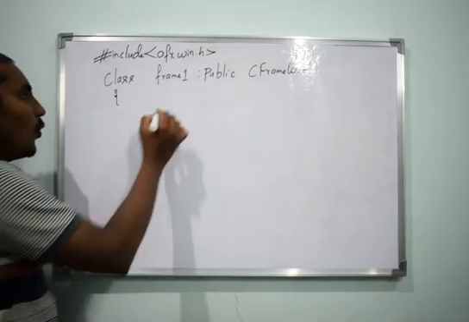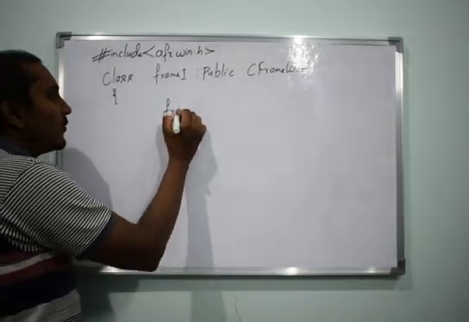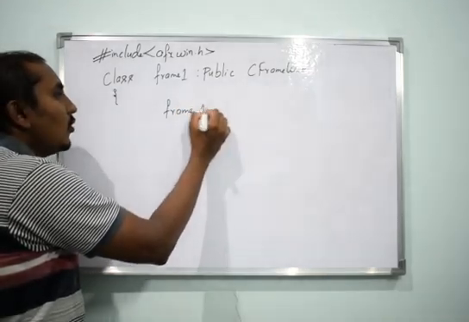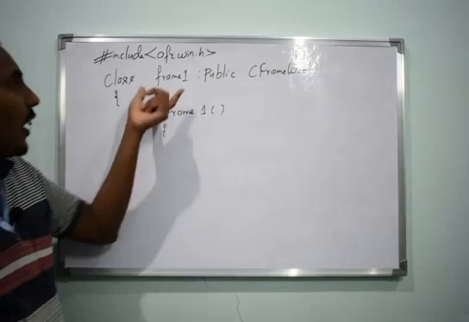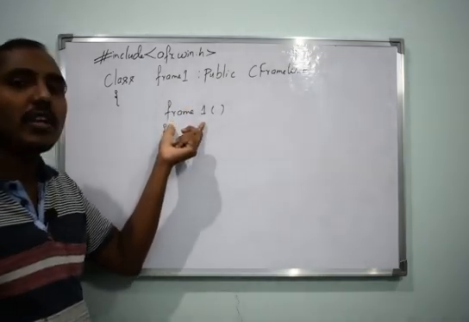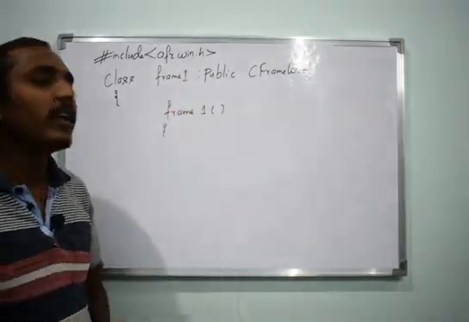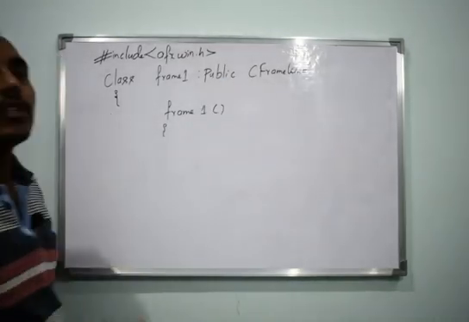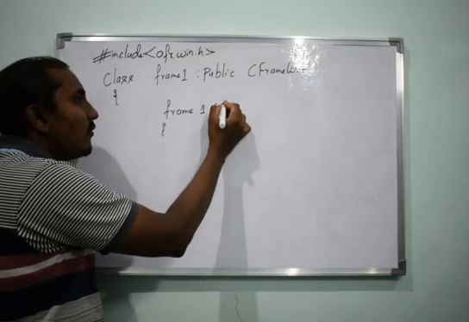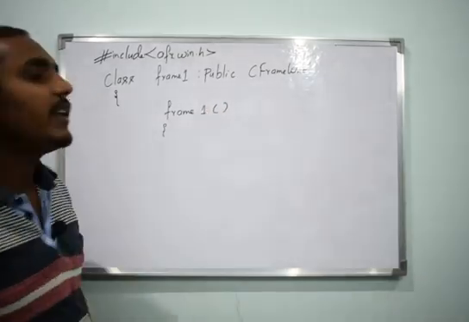After this, now I want to define a constructor. So I will be defining a constructor called frame1. As you know, when you have the class name as well as the function name with the same name, it is called a constructor. Now I have a constructor called frame1, which is used to create a frame.